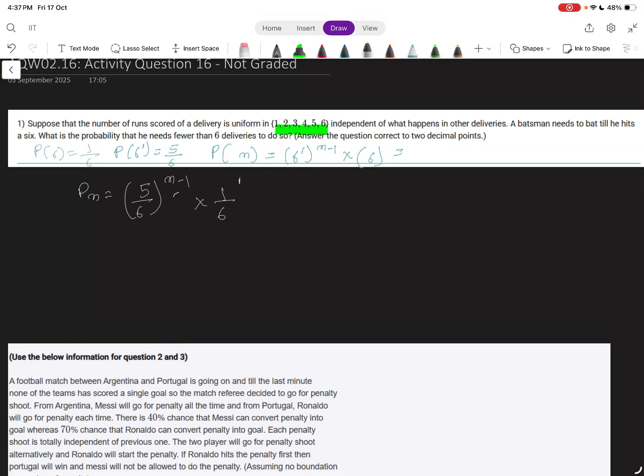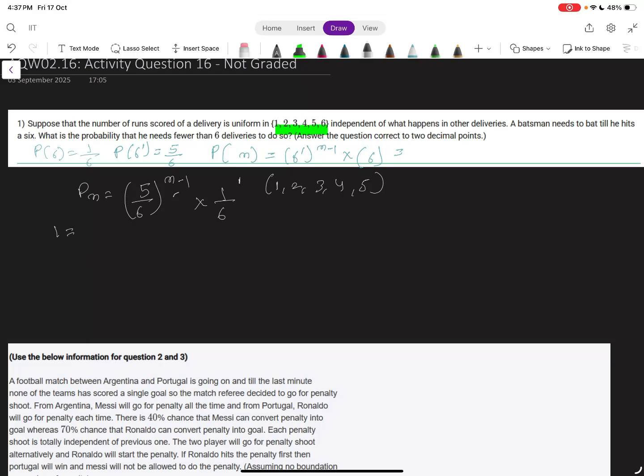And how many values of n are we talking about here? We need the probability of a 6 in the first, in the second, in the third, in the fourth, and in the fifth, but not the sixth. So these are 5 cases that we have. What is the probability that he needs fewer than 6 deliveries? His chance of hitting a 6 in the first ball, in the second delivery, third, fourth, and fifth.